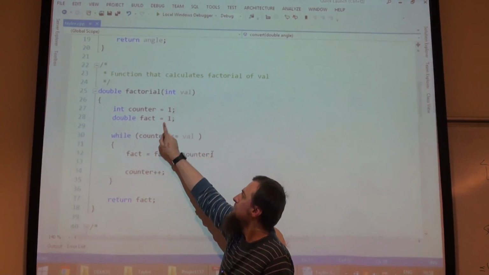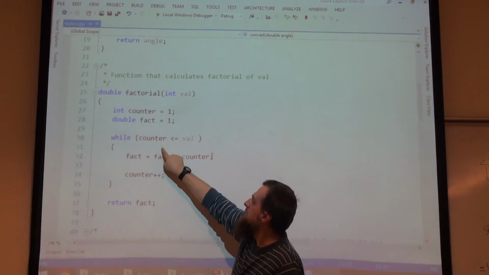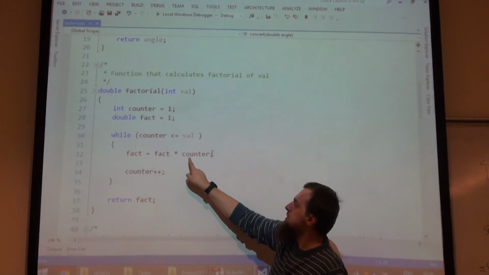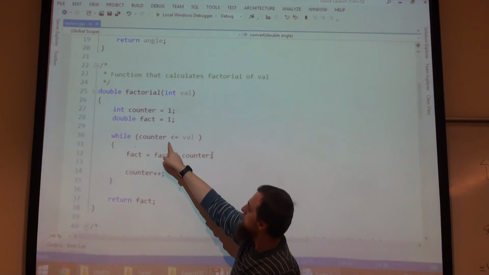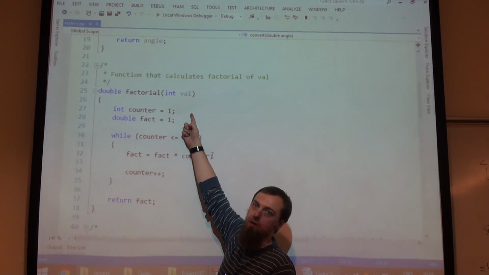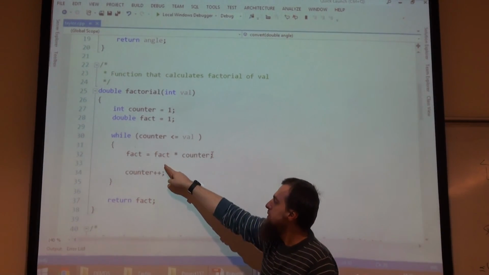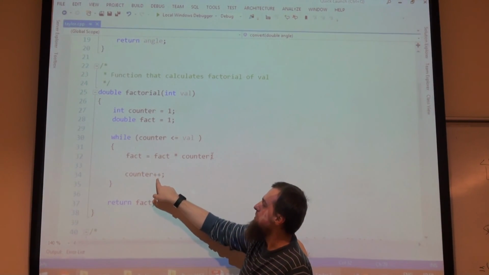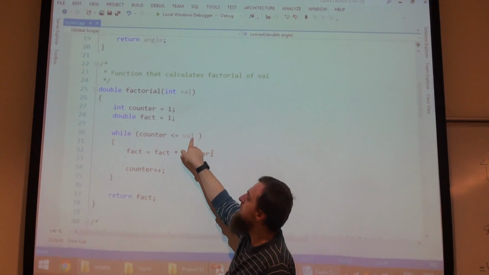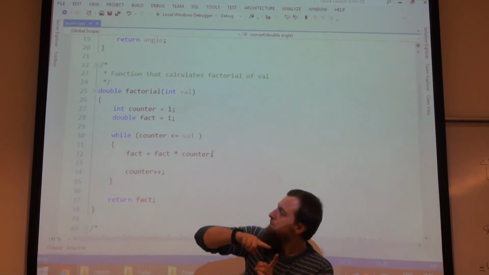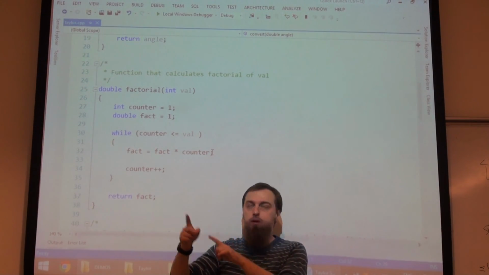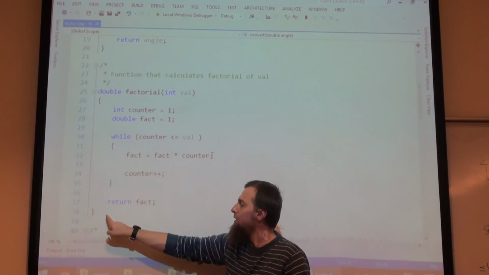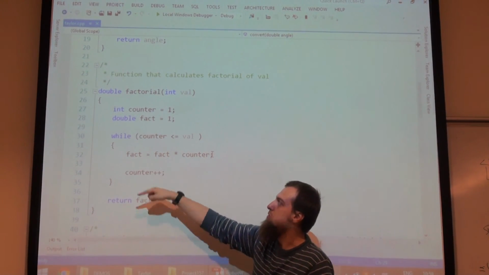So it's 1, and factorial is 1. Then we say, okay, factorial is 1 multiplied by 1. Counter becomes 2. Is 2 smaller than, let's say, 10, if the value is 10? Yes. Then factorial is the old factorial multiplied by 2. Counter is incremented by 1. Is it smaller than 10? Yes. The old factorial multiplied by 3, then by 4, and so on. And in the end, we return the factorial.